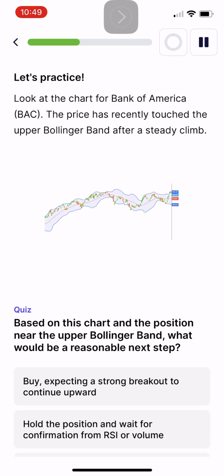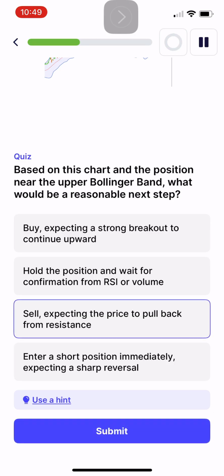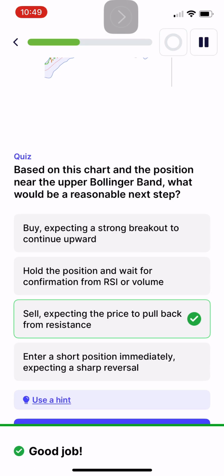Time for a quick quiz. Look at the chart for Bank of America, BAC. The price has recently touched the upper Bollinger Band after a steady climb. Based on this chart and the position near the upper Bollinger Band, what would be a reasonable next step? Buy, expecting... Yes, you're right.